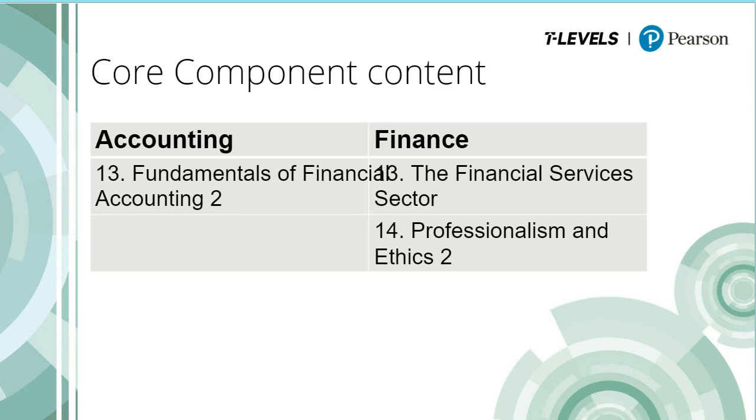In finance, as we know, there are 14 content elements. Number 13 is the financial services sector, and number 14 is professionalism and ethics too. So again, extending the core component content that is common across both, extending element 4 further. Okay, so that gives you a brief overview of each one and the core component involved.